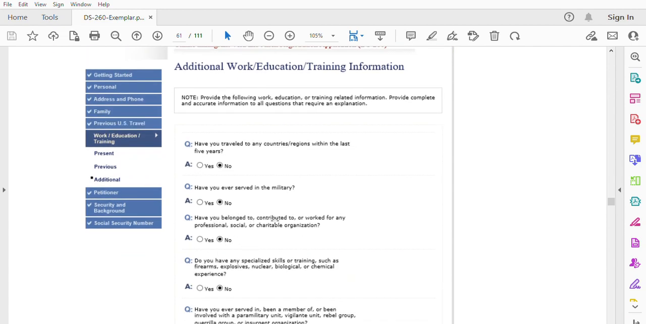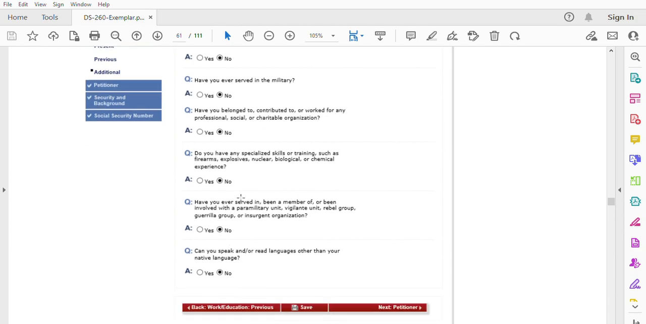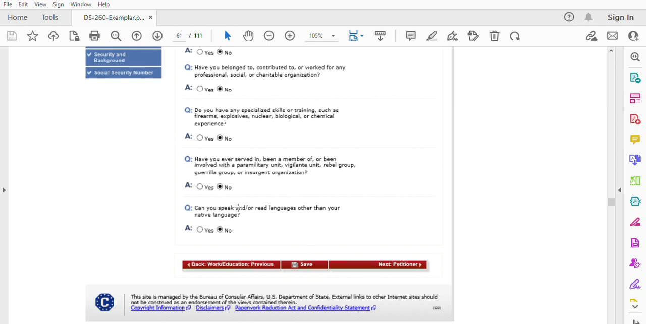Have you belonged to, contributed to, or worked for any professional, social, or charitable organization? It depends on your answer. If you answer yes, you gotta answer them. Do you have any specialized skills or training such as firearm, explosive, nuclear, biological, or chemical experience? It depends on your answer right here. Have you ever served in, been a member of, or been involved with a paramilitary unit, vigilante unit, rebel group, guerrilla group, or insurgent organization? Yes or no? If you answer yes right here, you gotta answer those, with an explanation for these answers.